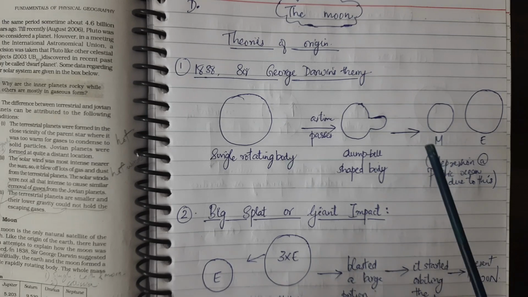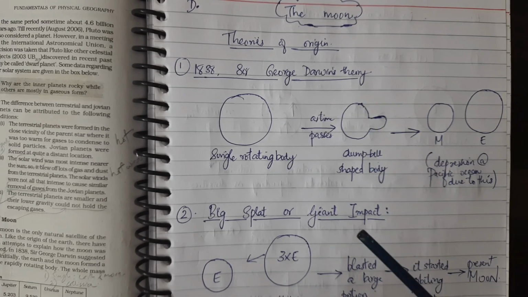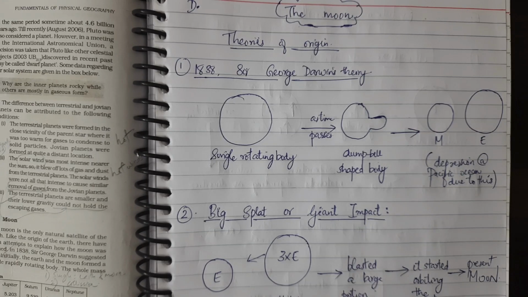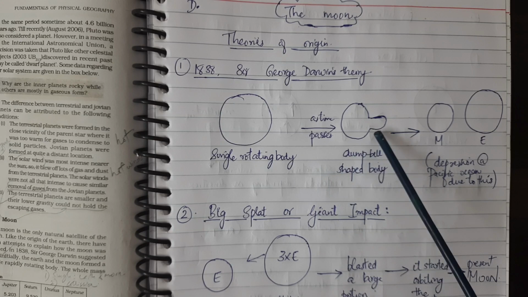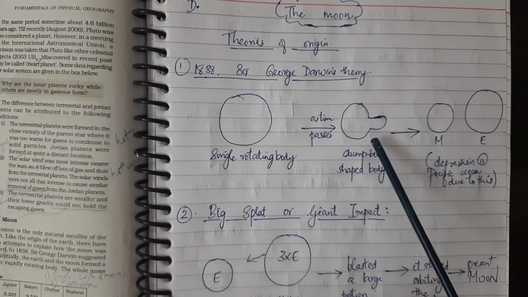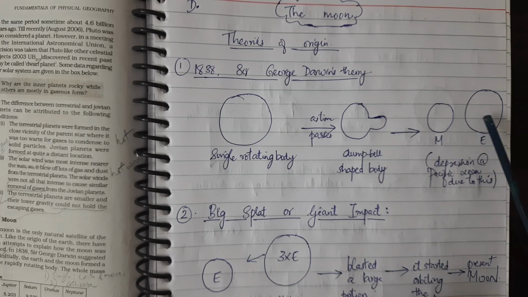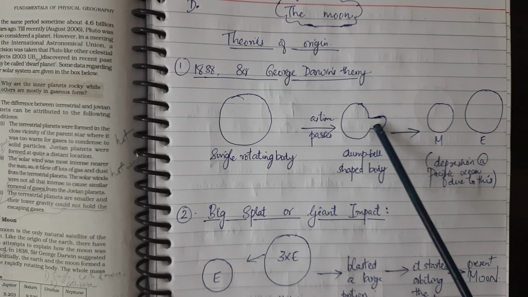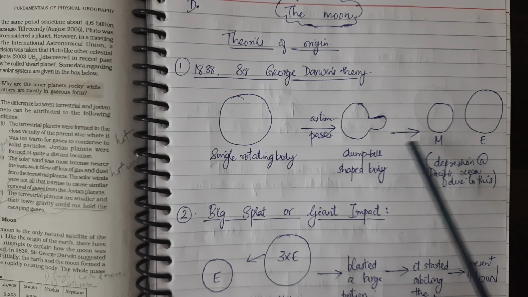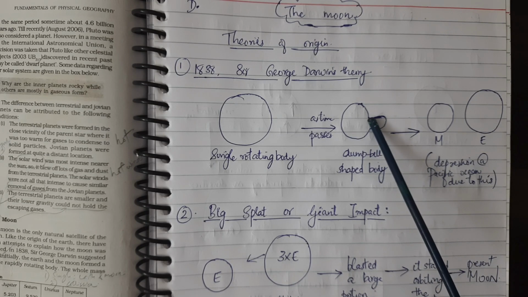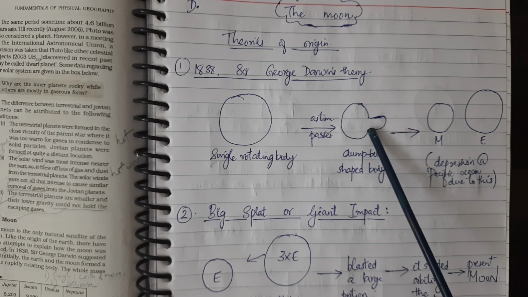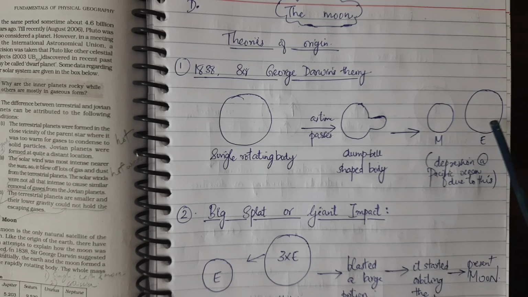The first theory is Sir George Darwin's theory from 1838. He produced this theory, which said that both the Earth and Moon were a single rotating body. As time passed, a dumbbell-shaped extension started forming like this. After a long time, this dumbbell-shaped extension separated and formed the Moon and the Earth. It separated and formed the Moon, and this became Earth. Since this was cut off from the Earth, there was a depression over this place, and this was filled by the ocean, the Pacific Ocean. So this was the theory of Sir George Darwin.